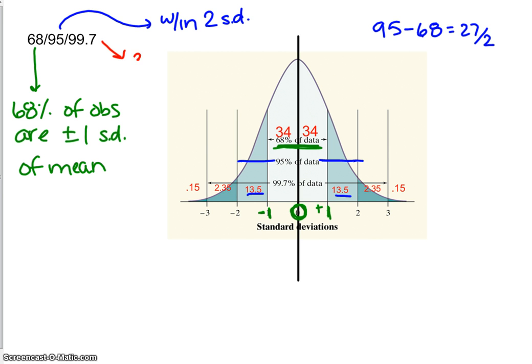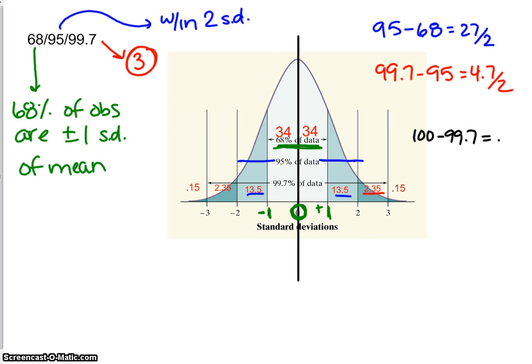99.7 is within 3 standard deviations. Again, same idea: 99.7, I've already used up 95, so I have 4.7, which I divide by 2, and that's where my 2.35 is coming from. And then finally, you have 100%, which is all my observations. Take away the 99.7, you get your 0.3 divided by 2, and that's where the 0.15 are outside of 3 standard deviations. Very few observations fall outside of 3 standard deviations in a normal distribution.